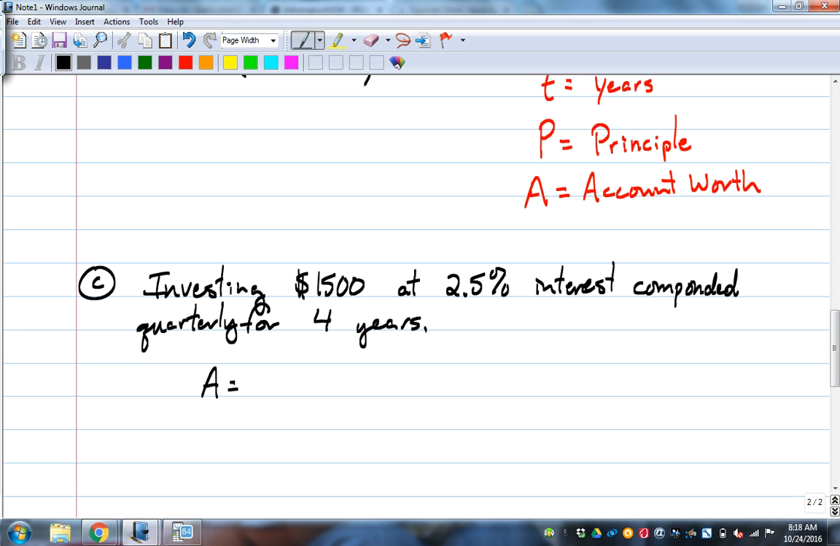So put that into the formula. Principal investment 1,500, 1 plus 0.025 over 4 to the 4 times 4. So that's principal investment. This 1 is always going to be a 1. Your rate divided by how many times you're compounding. Okay, so 0.025 divided by 4. And then this is number of times compounded times the years. 4 times 4. So one 4 is the compounded quarterly, and the other 4 is how many years we're dealing with there. And then we're just going to work that out.